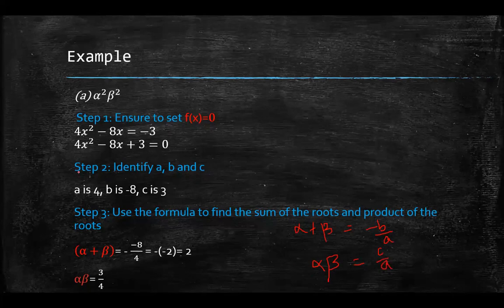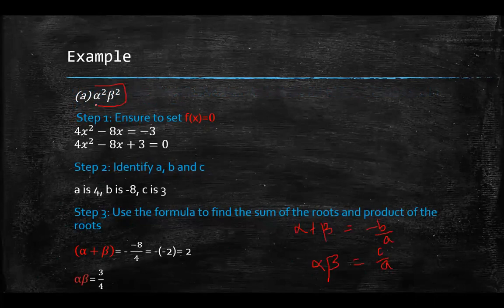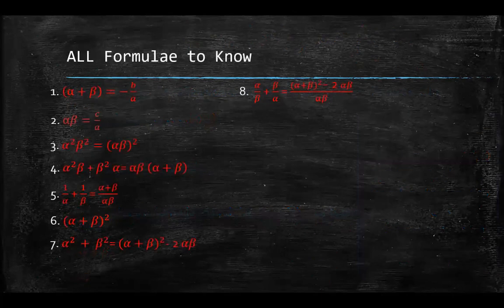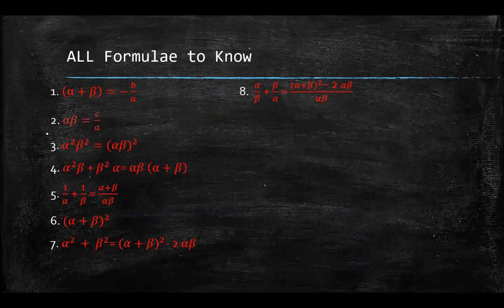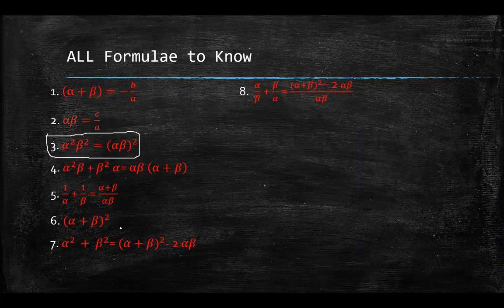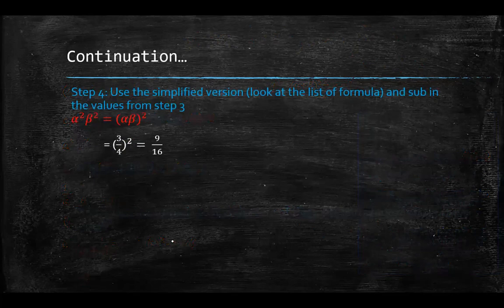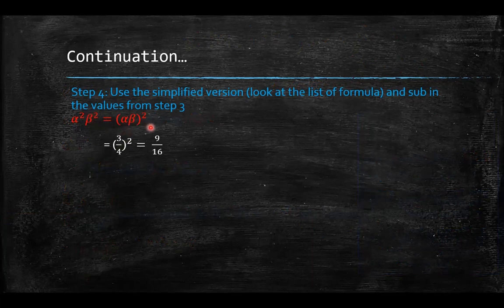See? First 3 steps are the same, right? Last step, use the simplified version. So you look at what they want you to solve for. You go back to this list and you find it. So they want you to solve alpha squared and beta squared. That's number 3. And according to this list, we know that alpha squared beta squared is the same as alpha beta squared.